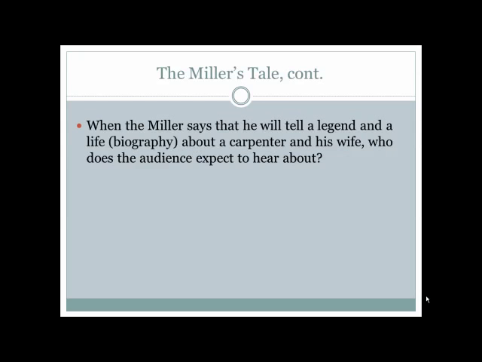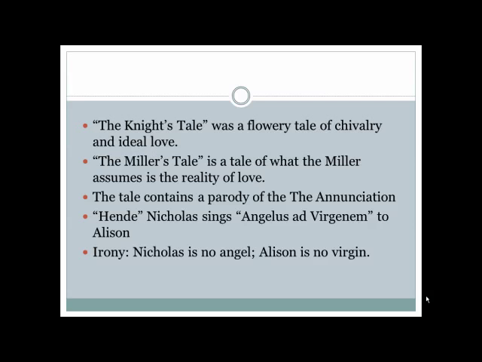When the miller introduces the tale, he says he's going to tell a legend about the life of a carpenter and his wife. And so this is immediately where the story starts getting flipped on its head, because who do you expect to hear about? That's not the story you're going to hear. Again, it follows immediately The Knight's Tale, which was a flowery tale of chivalry and ideal love. This one is a tale of what the miller assumes real love actually plays out like on a daily basis.